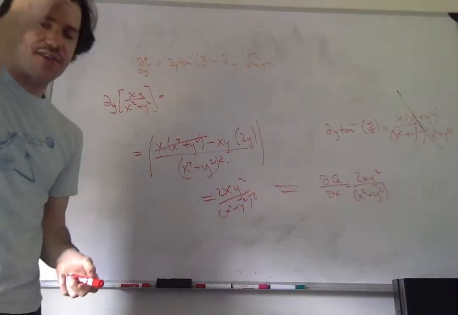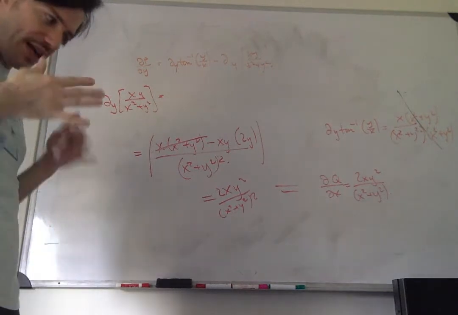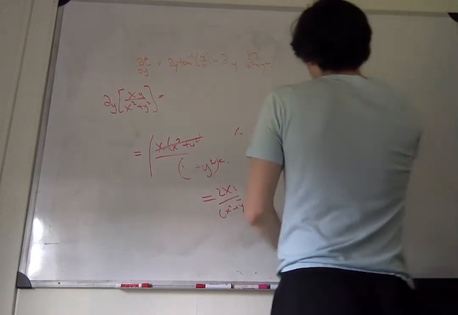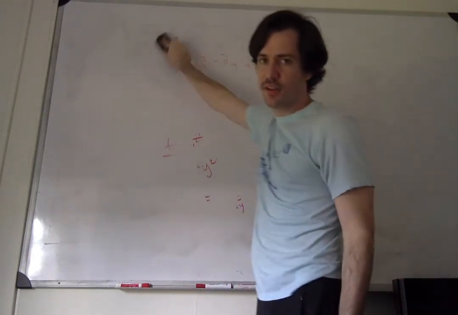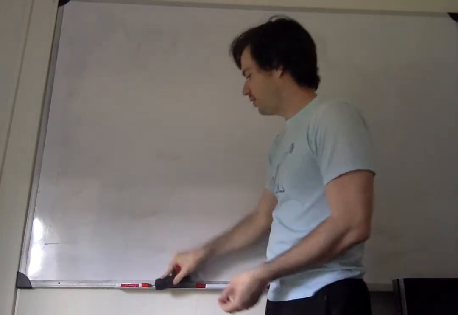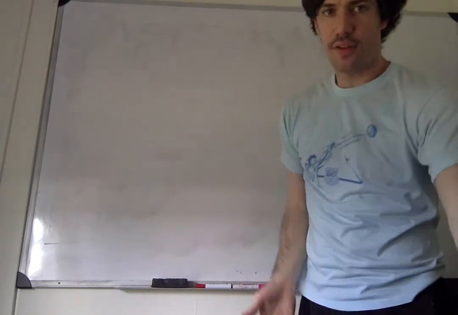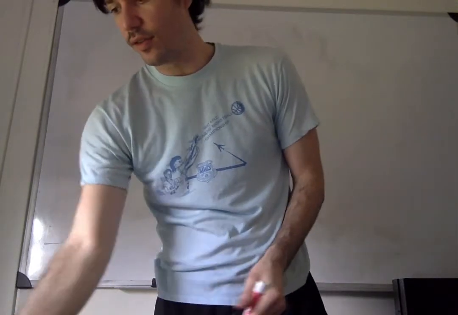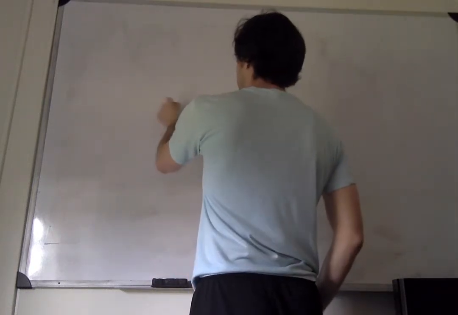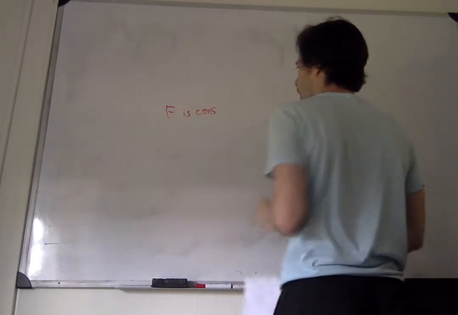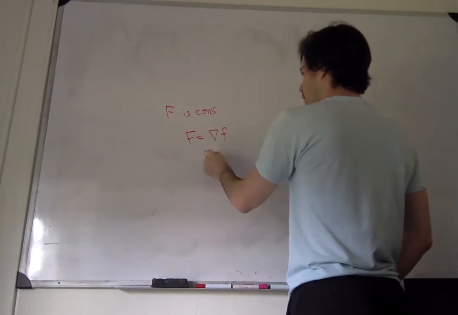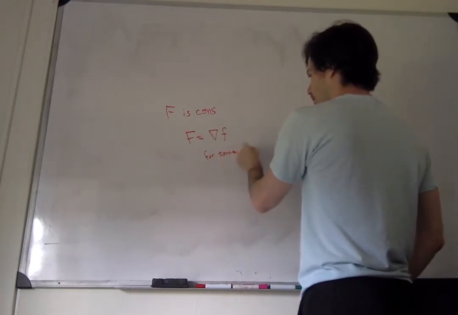Even though the problem did not ask you to show that this function is conservative, you actually have to do it anyway. And the previous exercise was intended to get your brain sort of primed to think about conservative functions. So that is a conservative function. So F is conservative, right? So F equals gradient of little f for some f.